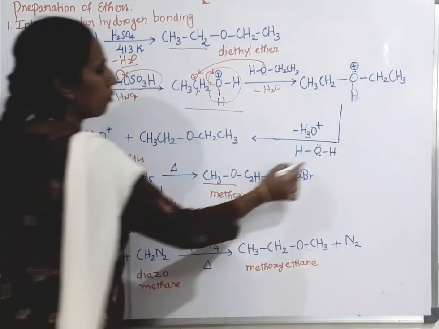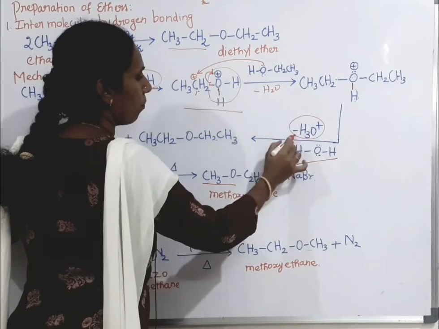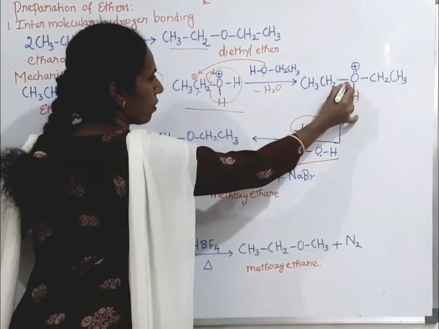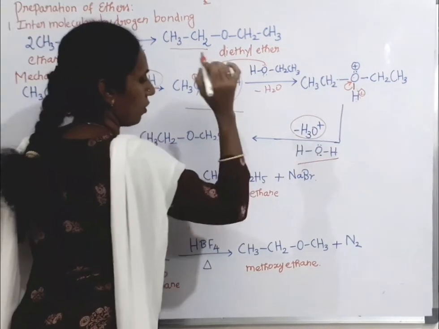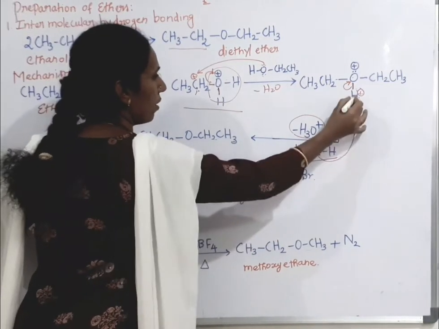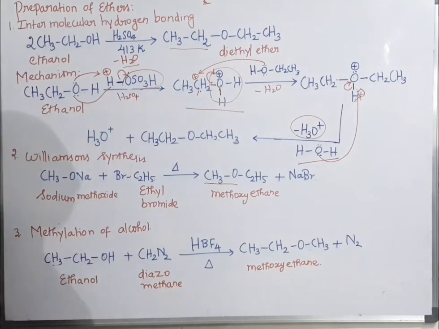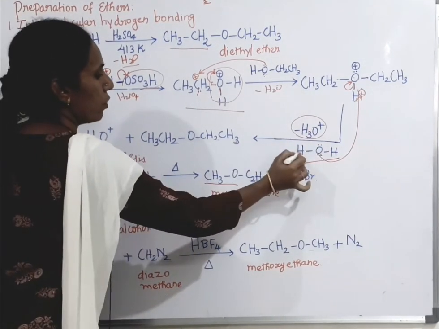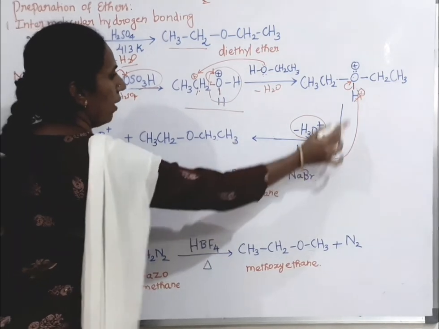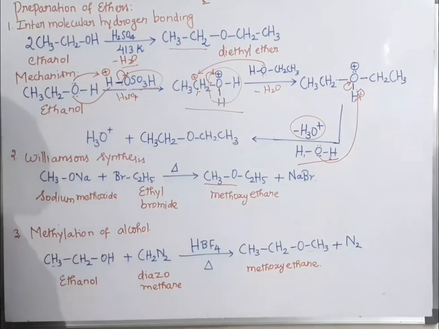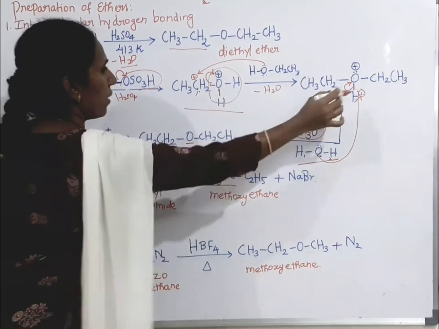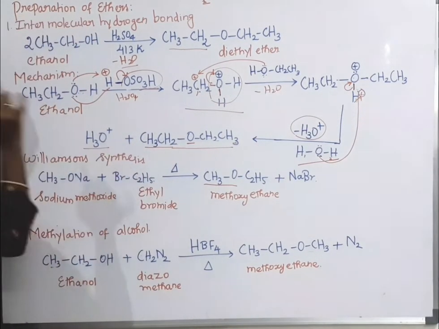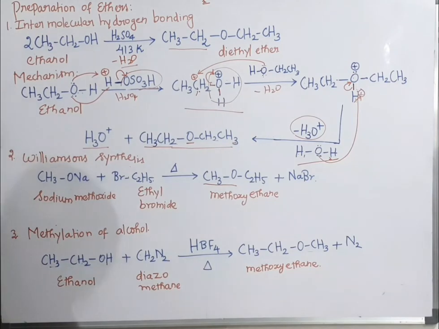In the third step, a water molecule is added. Removal of H3O plus takes place. This bond shifts to this oxygen, so this part gets neutralized because the hydrogen carries the positive charge. The oxygen containing the pair of electrons gets attracted to H plus, so the removal of H3O plus takes place. So we get the product CH3CH2OCH2CH3. This is diethyl ether plus H3O plus. And this is the mechanism for this intermolecular hydrogen bonding reaction.